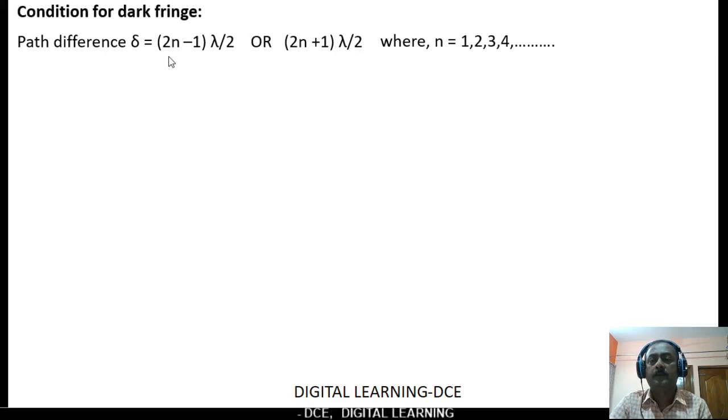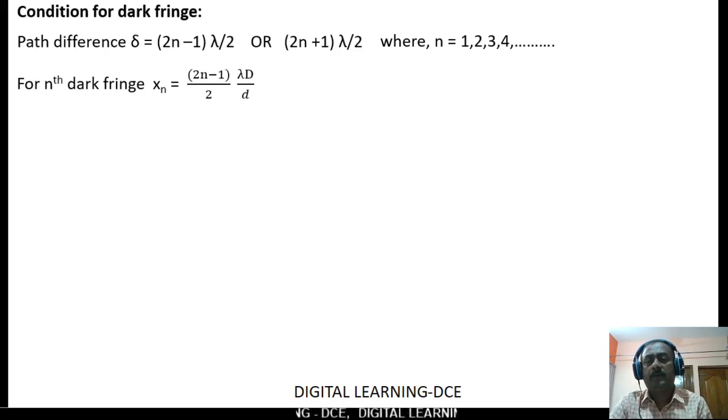Now, the conditions for a dark fringe. Here, the path difference for a dark fringe should be delta equals (2n minus 1) into lambda by 2, or (2n plus 1) lambda by 2, where n equals 1, 2, 3, 4 and so on. For the nth dark fringe, let's suppose the 10th dark fringe, then it becomes xn equals (2n minus 1) by 2 into lambda D by d.